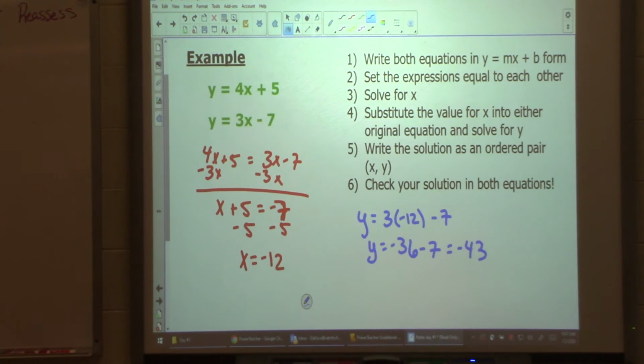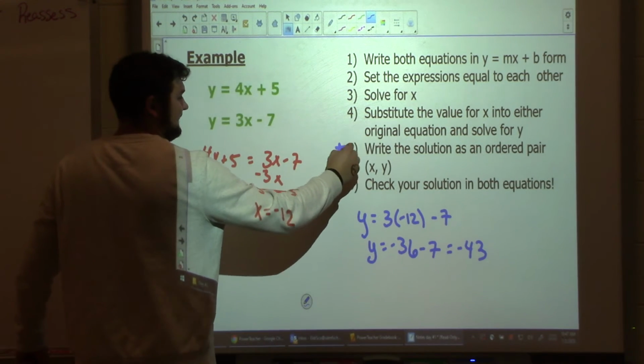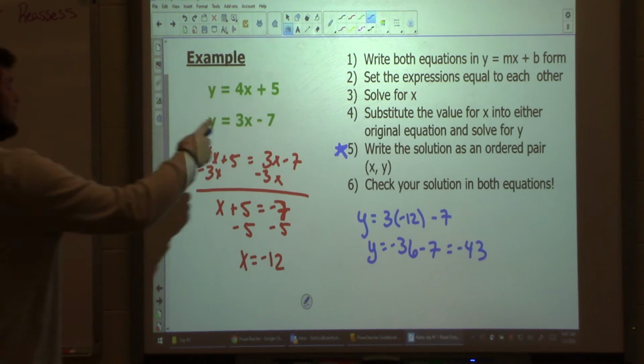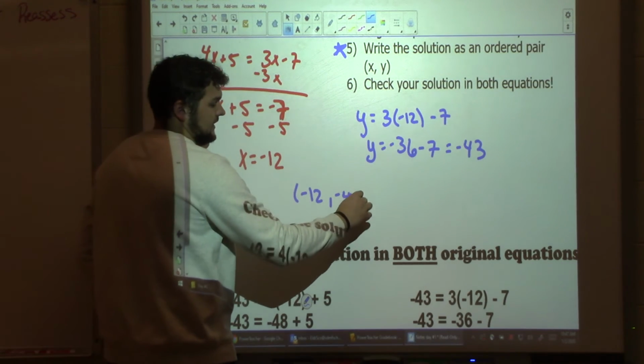Sweet. So I just put a box around x, put a box around y, call it a day? Why not, Bryce? Write the solution as an ordered pair. Your solution is an ordered pair. Just like we did when we were graphing, we're writing our solution as an ordered pair. We said that at the start of the day. Every answer is going to be written as an ordered pair. So I'm going to write it as negative 12, negative 43.